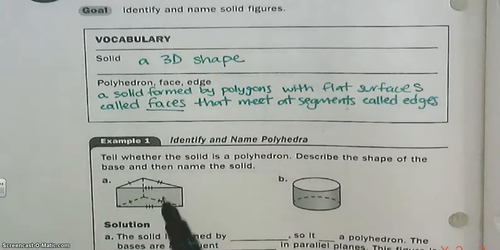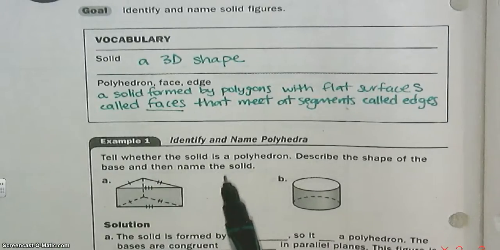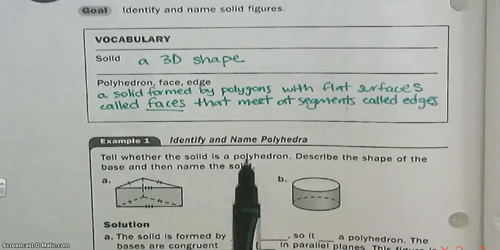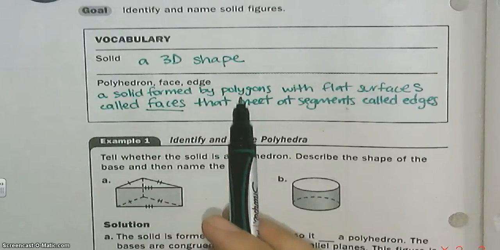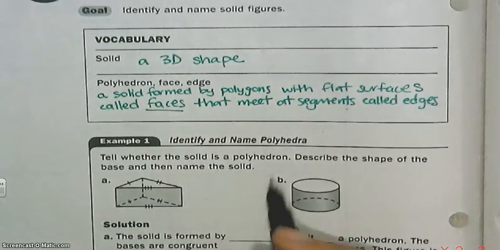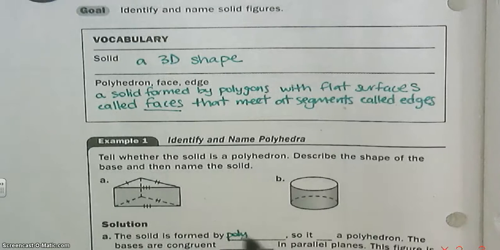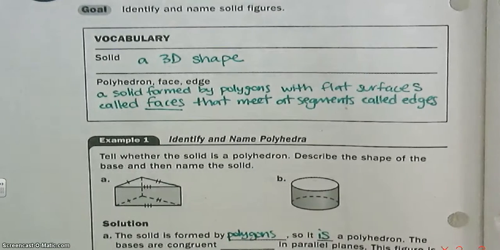Tell whether this solid is a polyhedron. Describe the shape of the base and then name the solid. All right, so a polyhedron is made up of polygons, so there can be no curves. So if I check, no, there are no curves. The base, we got triangles, squares, rectangles. Yep, these are all polygons. This solid is formed by polygons. So it is a polyhedron.